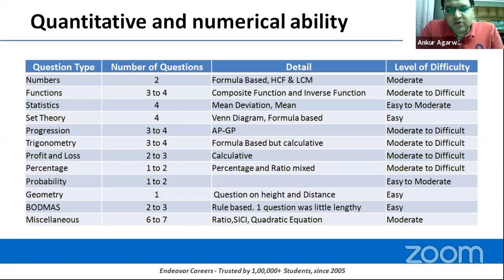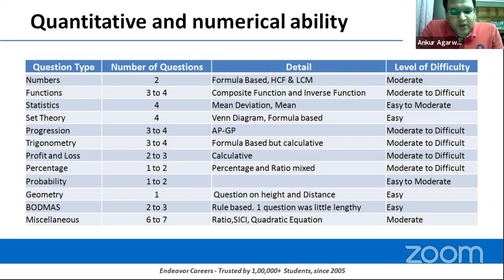Questions were slightly on the calculative side. SI and CI basically had a question related to installments, which was again very similar to what we observed on day one, right? These questions overall in the percentage topic were moderate to difficult questions.